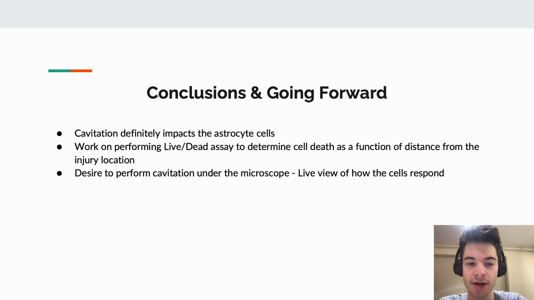So the conclusions that we can draw from this is that the cells definitely do look different pre and post cavitation. So we can see that the cavitation definitely impacts astrocyte cells. And we can see that astrocytes are affected by the fact that this cavitation and mild traumatic brain injury has occurred.